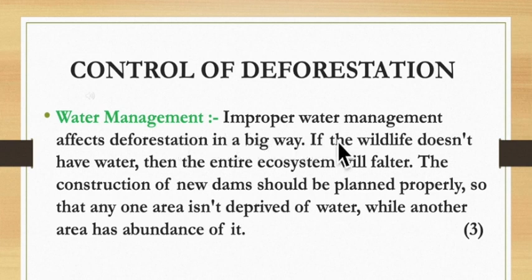Improper water management affects deforestation in a big way. If the wildlife does not have water, then the entire ecosystem will be disturbed, right? So the construction of new dams should be planned properly so that no one area is deprived of water while another has an abundance of it. So it helps in saving forestry.